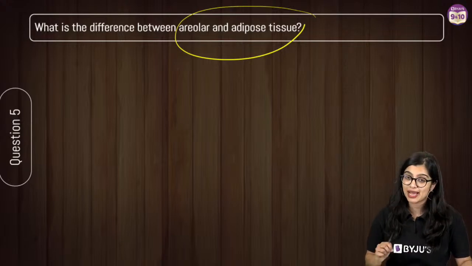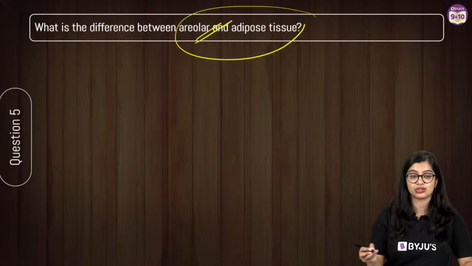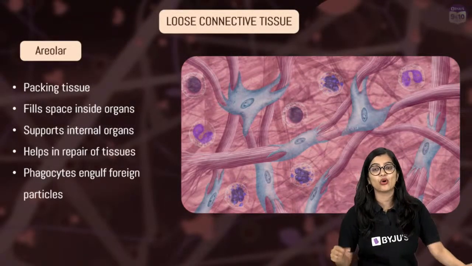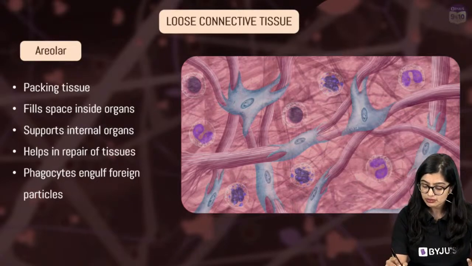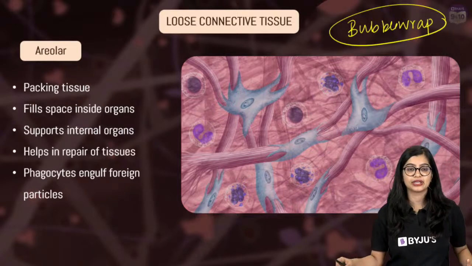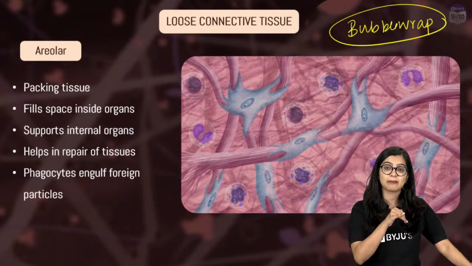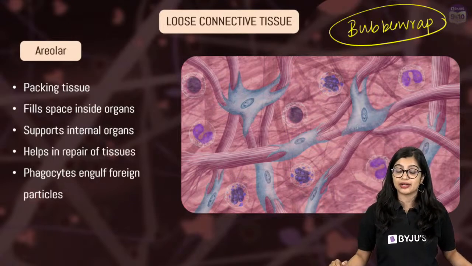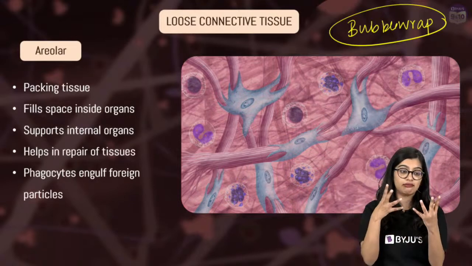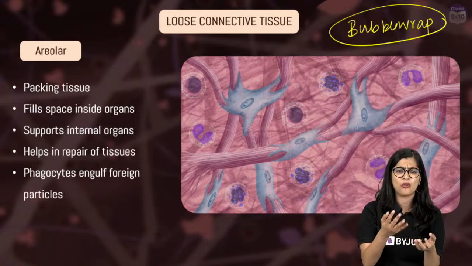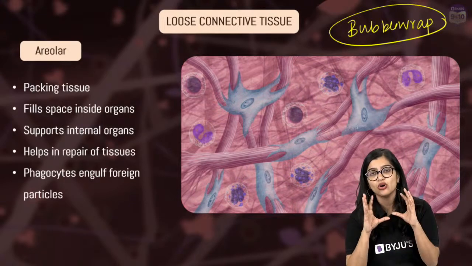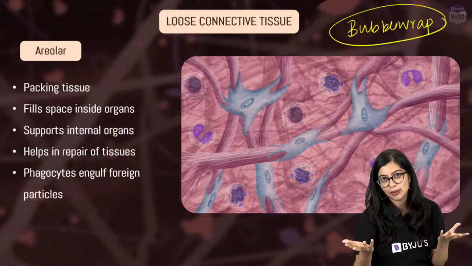Now the best example of areolar tissue that I give: think of areolar tissue as bubble wrap. How many of you know what bubble wrap is? We would have all seen it. Whenever we buy a package or order online, inside the cardboard box, whether it's your laptop, your tab, or your phone, it comes wrapped in bubble wrap. Your areolar tissue is kind of like that bubble wrap.